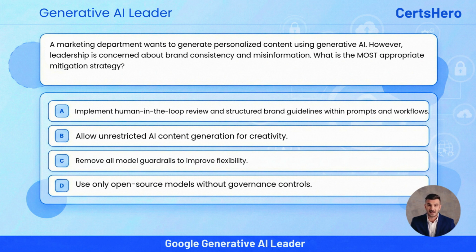Option A. Implement human-in-the-loop review and structured brand guidelines within prompts and workflows. Option B. Allow unrestricted AI content generation for creativity. Option C. Remove all model guardrails to improve flexibility. Option D. Use only open-source models without governance controls.